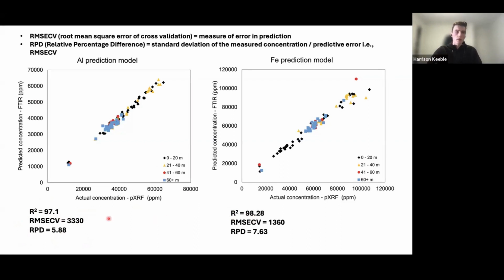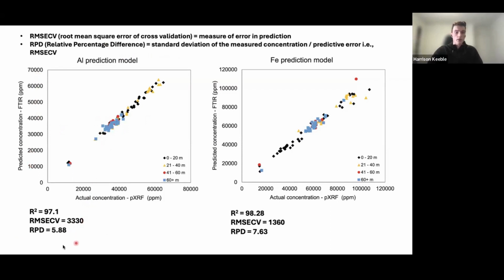And then the two more important values are the RMSE-CV value, which is up here, the root mean square error of cross-validation, which essentially is a measure of the error of prediction. So think error bars on each of the points for concentration. In this case, 3,330. So there would be about 1,500 on either side, which, based on the scale we're working at, is a very low error.